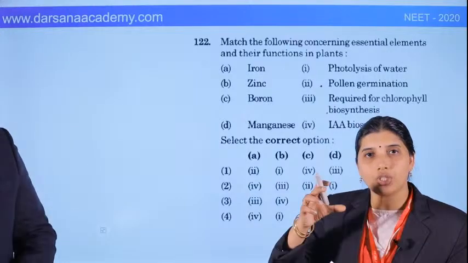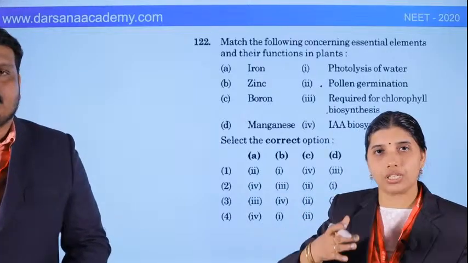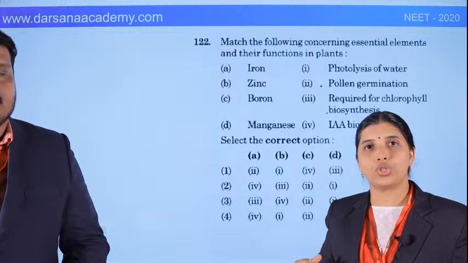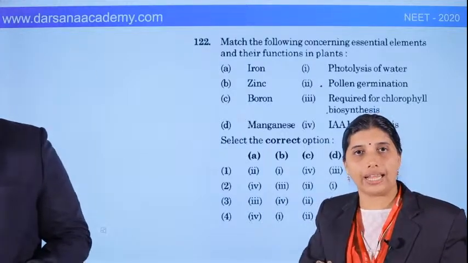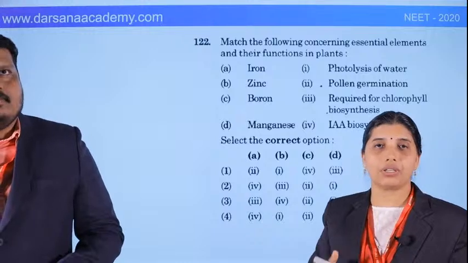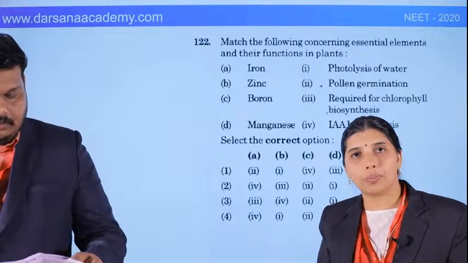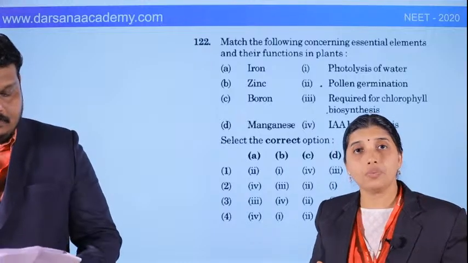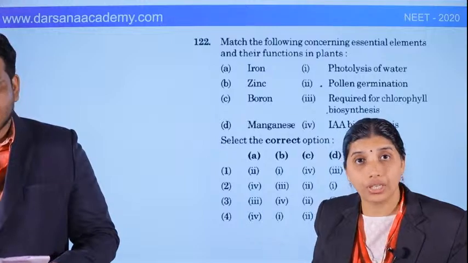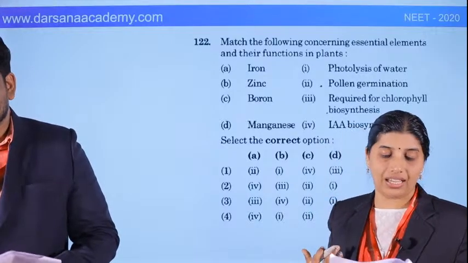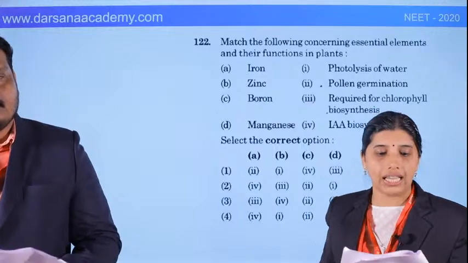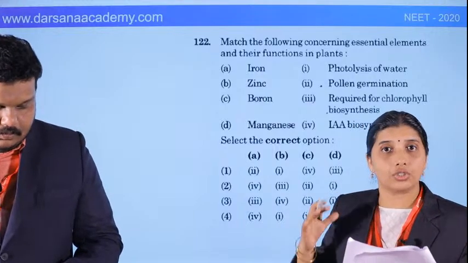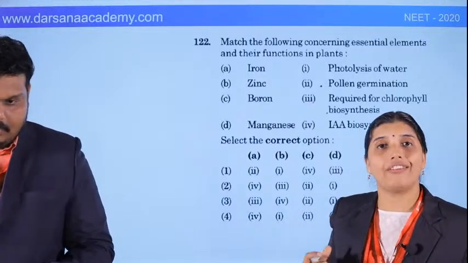PS2 receives light. When light falls on PS2, it receives photons and expels electrons, which are accepted by PQ, reduced to PQH2, that is plastoquinone. From this plastoquinone, the electron moves to, as we can see in the NCERT diagram, the electron carrier complex, that is cytochrome B6F complex.